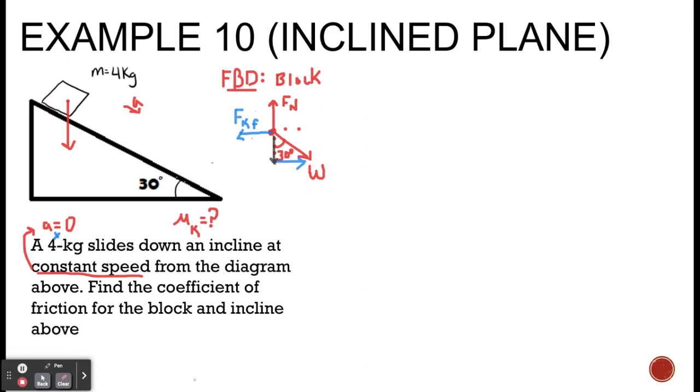Okay, so to find the coefficient of friction, we're going to have to sum the forces in the x and the y direction. Doesn't matter which one we do first, but we sum the forces in the x direction. In the x direction, we have the force of kinetic friction and the x component of the object's weight. So technically here I have force of kinetic friction is going to be negative, so I have negative force of friction.